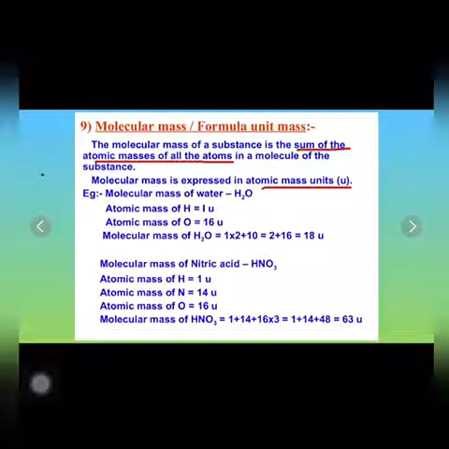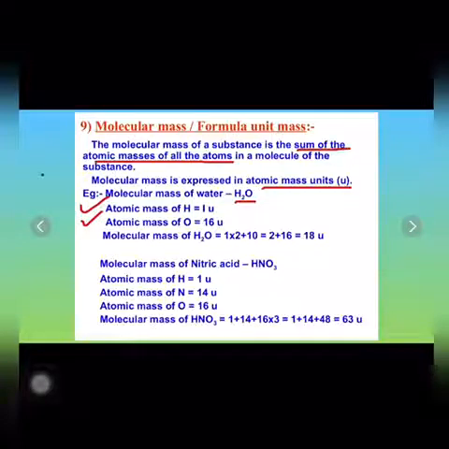Now let us see some examples of how to calculate molecular mass. Firstly, we are taking the example of water. The formula for water is H2O. It means that water is made up of hydrogen as well as oxygen. The atomic mass of hydrogen is 1 unit and the atomic mass of oxygen is 16 units.